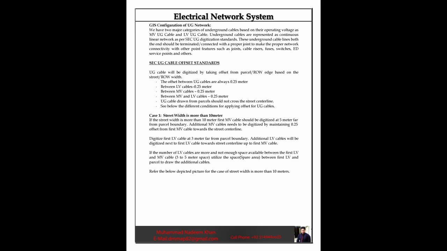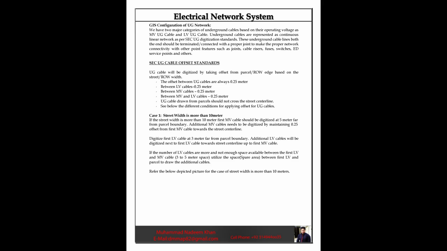SEC UG cable offset standards. UG cable will be digitized by taking offset from the parcel/row edge based on the street/row width. The offset between UG cables is always 0.25 meter: between LV cables, 0.25 meter; between MV cables, 0.25 meter; between MV and LV cables, 0.25 meter. UG cable drawn from parcels should not cross the street center line.